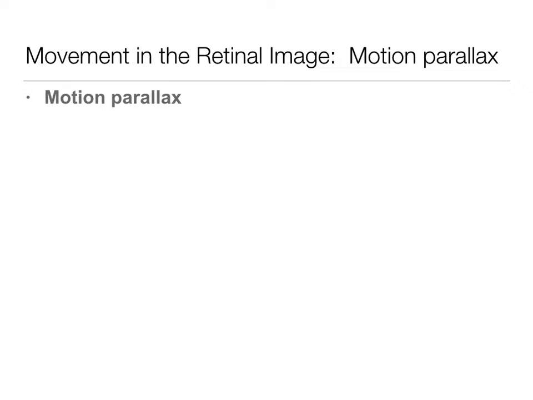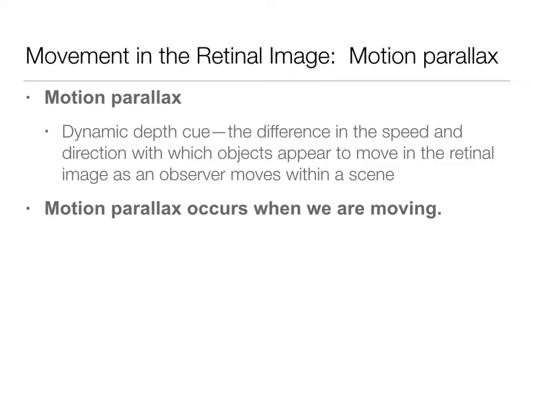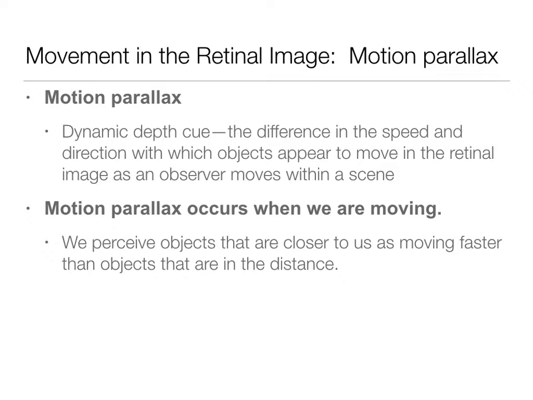Again, motion parallax is a dynamic depth cue that gives us information about speed and direction, and we're able to infer depth based on that. So objects that are close up, that have larger retinal images, are going to appear to move a lot faster than images that are further away, which have smaller retinal images. And again, this only occurs when we are moving. So we perceive objects that are closer as moving faster than objects in the distance.